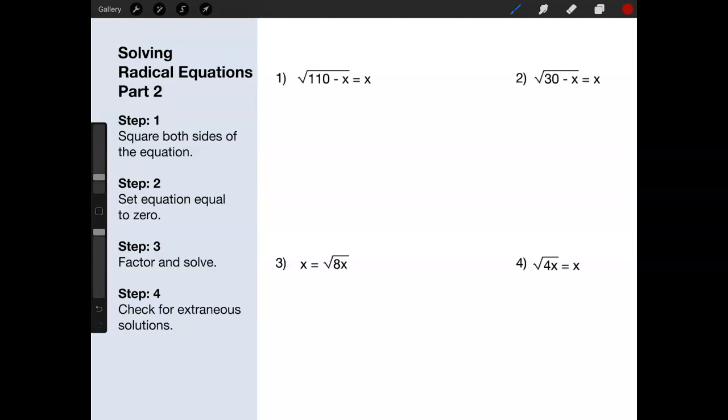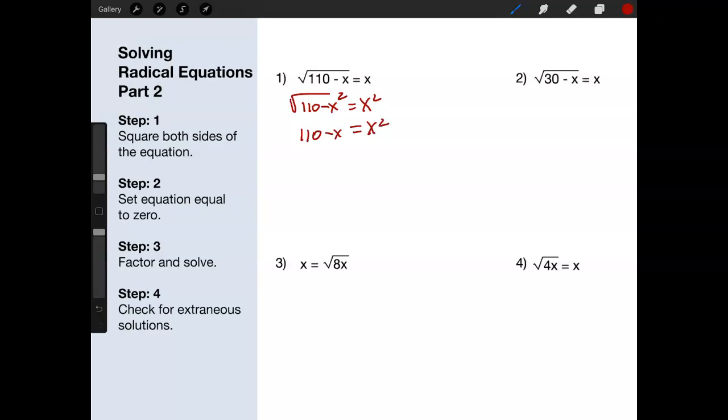We need to follow a few simple steps in order to accomplish this. Step one would be to square both sides of the equation. And to do that, we do the square root of 110 minus x equals x. When we square both sides, we are left with 110 minus x equals x squared.